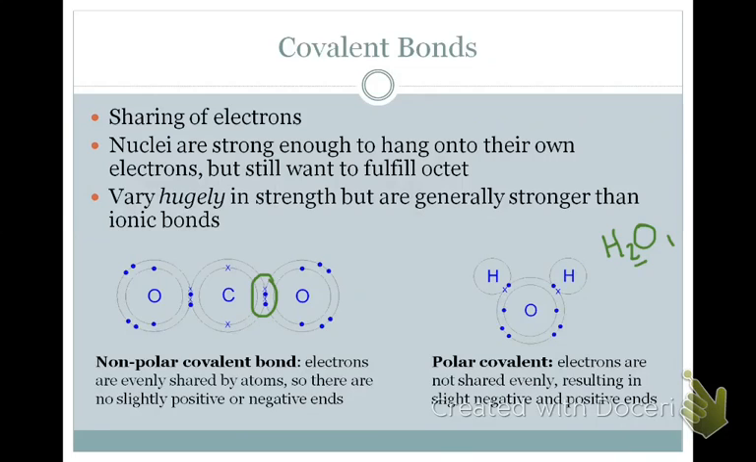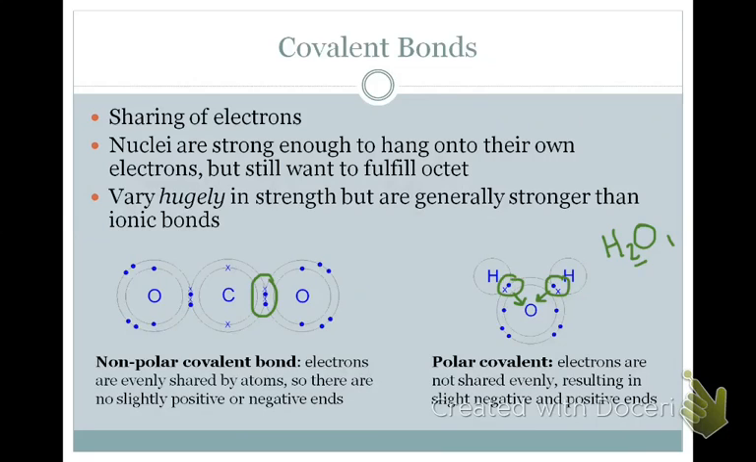So the reason that you would get a polar covalent bond is because you have an atom whose nucleus is much better at hogging electrons. In the case of water, H2O, oxygen has a lot more protons in its nucleus than hydrogen does. Hydrogen's a little wussy, it's only got one proton. So what that means is oxygen is going to pull on those electrons that are shared, and it's going to pull them towards its nucleus.